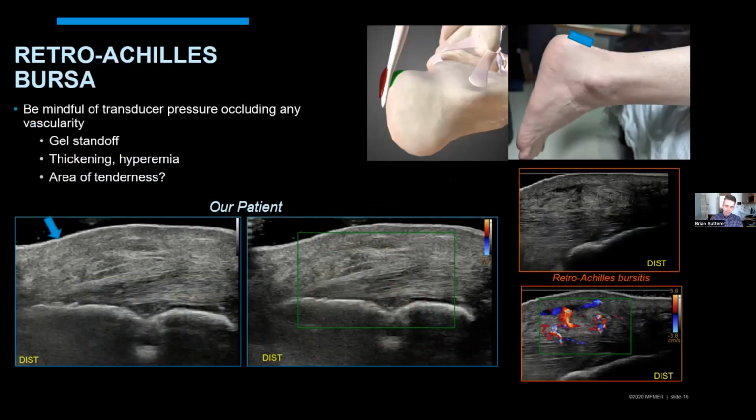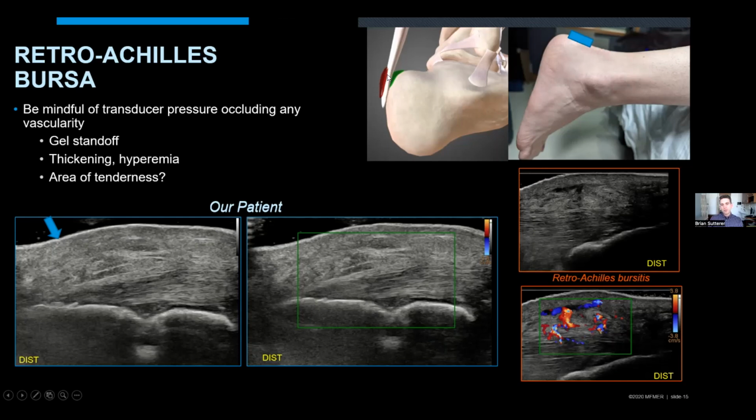I think the big thing to point out in this area is being very cautious about your transducer pressure. You can see here in our patient this nice gel standoff, because even the slightest bit of transducer pressure can cause enough compression to occlude those neovessels. And so you might get a false sense of assurance that there's no significant hyperemia there, if you're losing track of what you're doing and pushing way too hard on the back of the heel and you smush out all those vessels. So be aware of your transducer pressure.